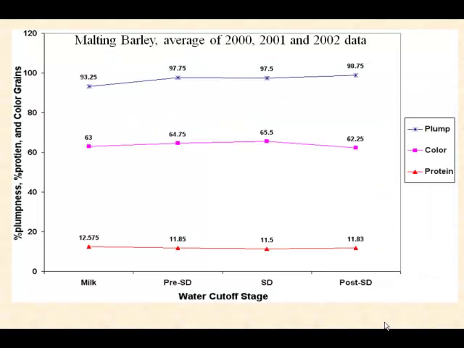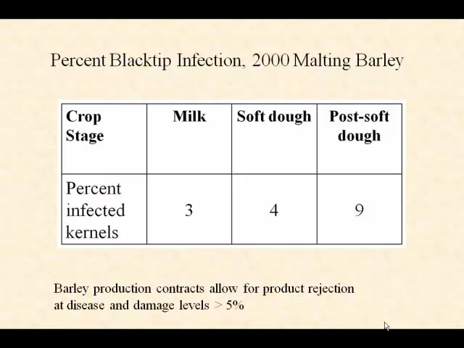This again shows some information on quality for barley over that 3-year period. The plumpness didn't really change anything statistically, going from milk clear to post-soft dough. The color actually dropped off a little bit with the late watering. The protein content drops off a little bit as you add additional water. And so, depending on what's important to you, you can see how different factors behave on the quality side of things as well. Now, this was in 2000.